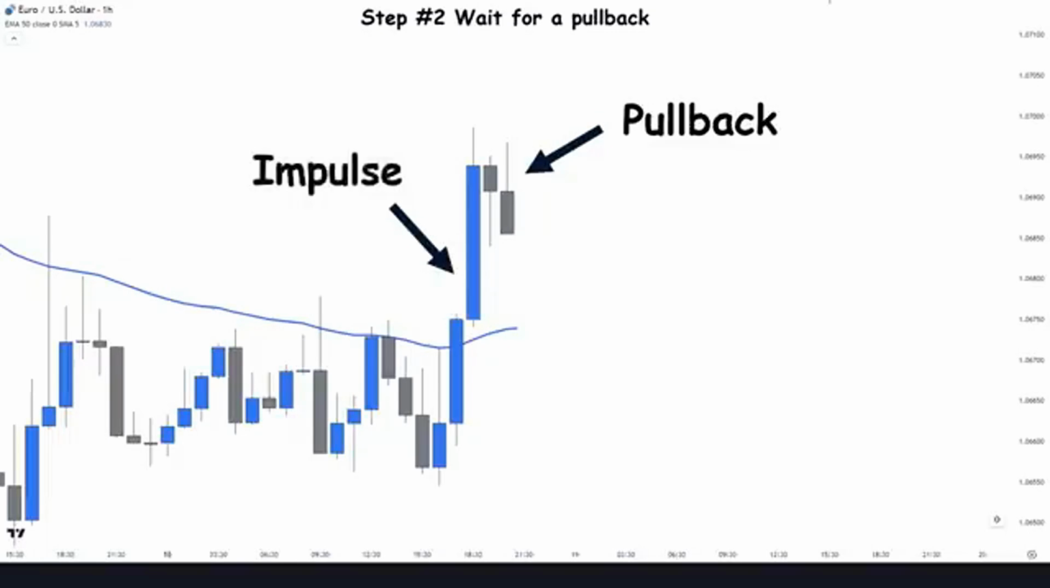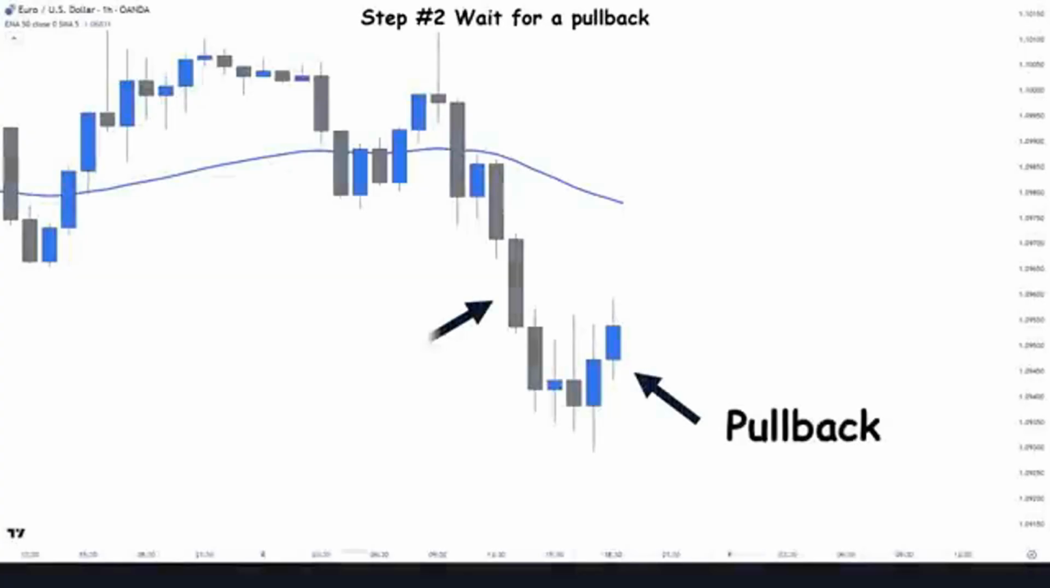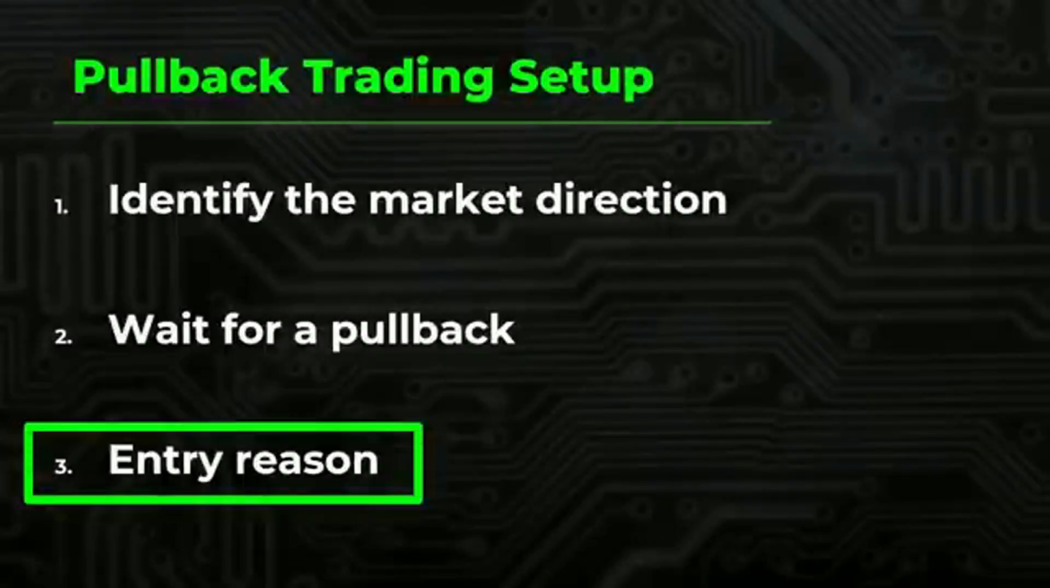The same concept is applied to the bearish scenario. We need to have at least 2 green candles to confirm the pullback. Waiting for a pullback will optimize our entry, allowing us to enter at a better price and catch maximum profits. The third step is making the entry.